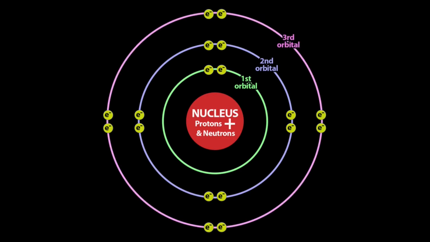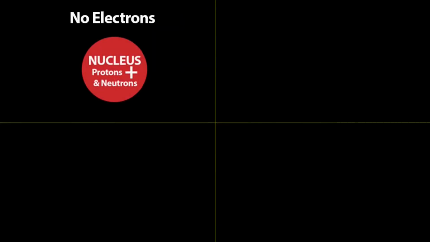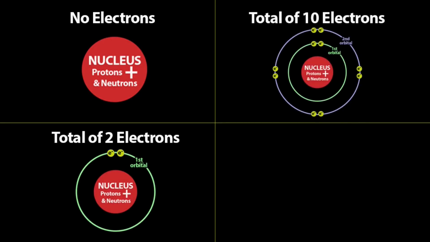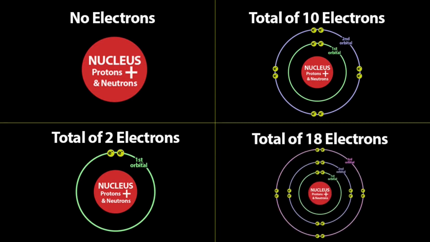So for the first 20 atoms or so on the periodic table, the only stable electron configurations are no electrons, 2 electrons in the first orbital, 2 electrons in the first orbital and 8 in the second, for a total of 10 electrons, and 2 electrons in the first orbital, 8 electrons in the second, and 8 in the third, for a total of 18 electrons. All of the first 20 atoms have to find a way to attain one of these 4 stable electron configurations. Another way of saying that is that all of these first 20 atoms must find some way to be surrounded by 0, 2, 10, or 18 electrons.